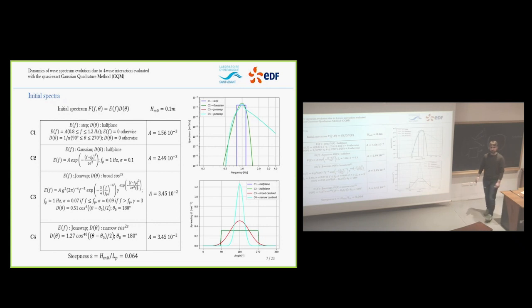As I already mentioned, the initial conditions were set completely arbitrarily. In particular, we chose 4 cases that are listed here with their formulas and visualized in these 2 plots. Cases 1 and 2 are, I would say, less realistic, as the frequency-shaped spectrum for case 1 is step-shaped and for case 2 is a Gaussian, with a half-plane angular spreading. Cases 3 and 4 were both JONSWAP frequency spectra with different widths of the angular spreading.